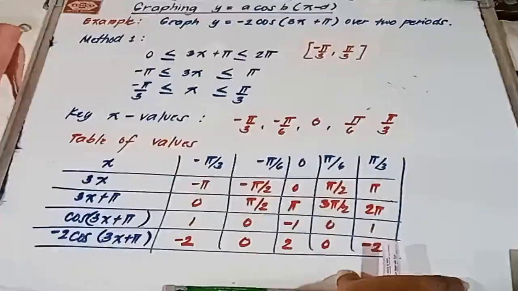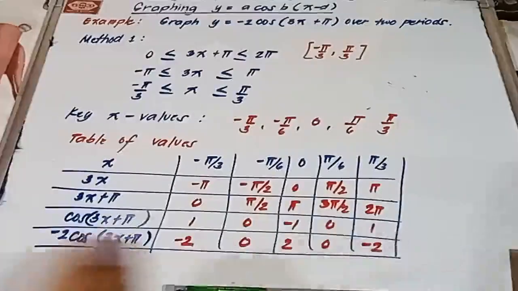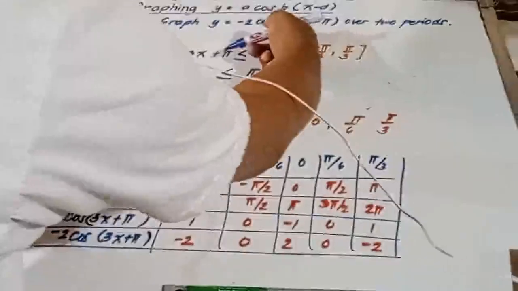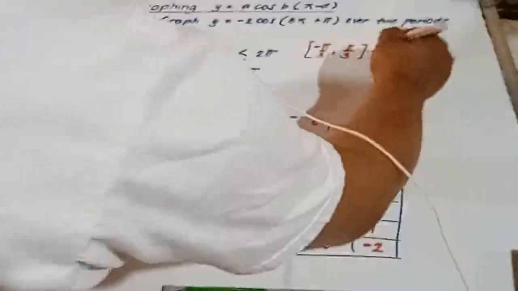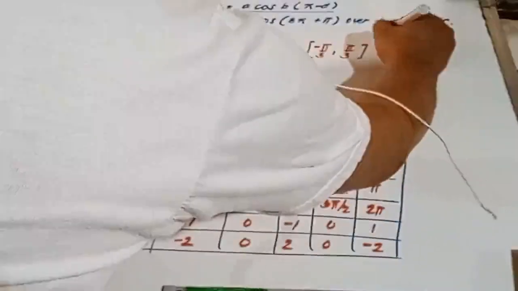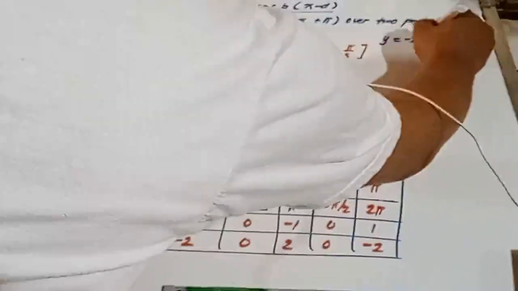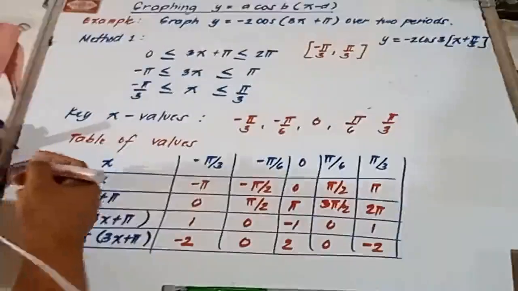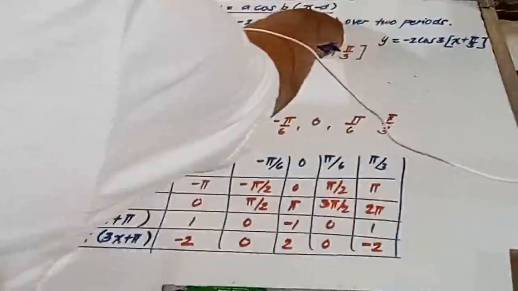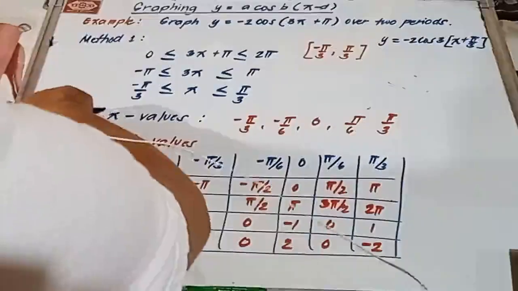makuha natin yung period. Kasi ang period nito is, ano bang period nito? So, let us determine the period of this function by factoring this by 3 at makuha natin yung value of b. So, kung tandaan nyo pa, y equals negative 2 cosine, factoring out 3. So, this will be x plus pi over 3. So, shifted siya by pi over 3 to the left. Kasi positive siya.